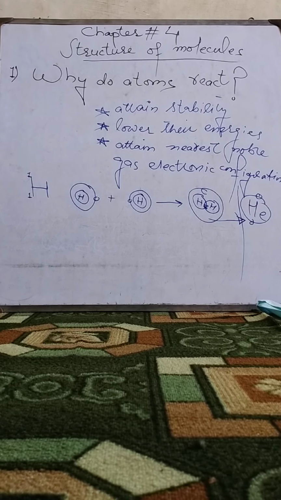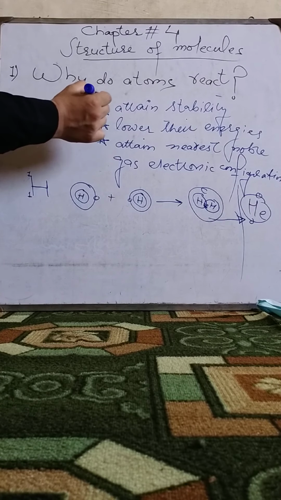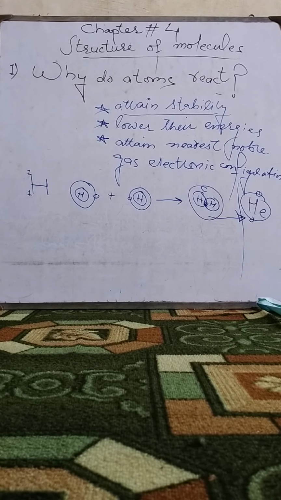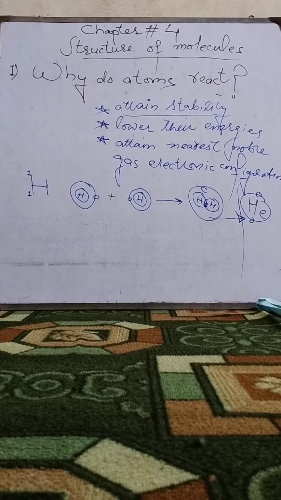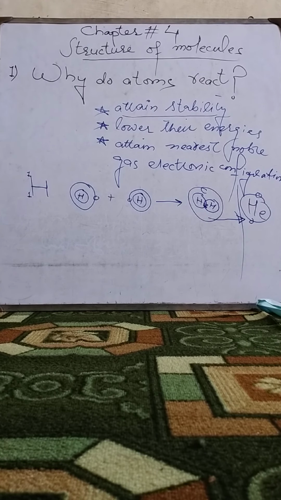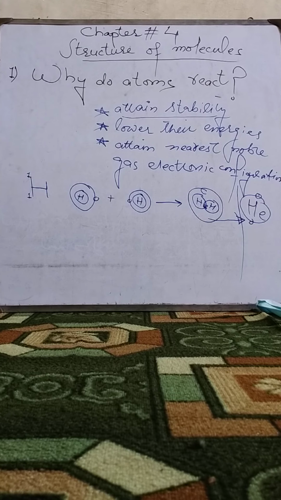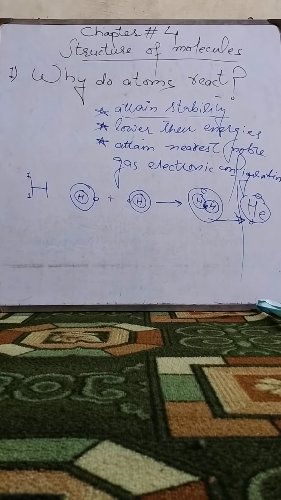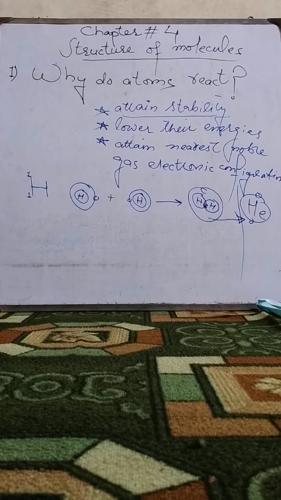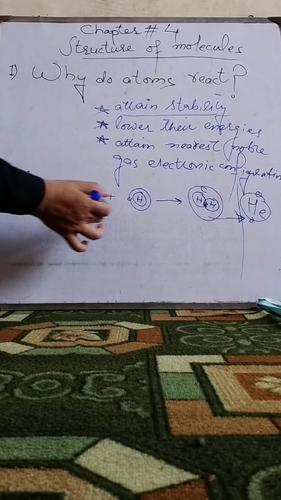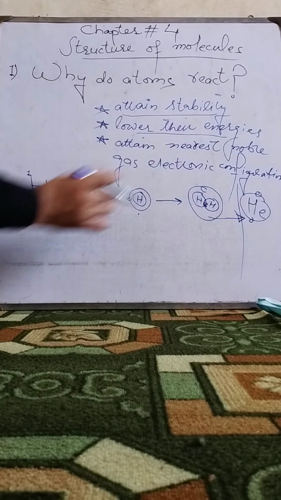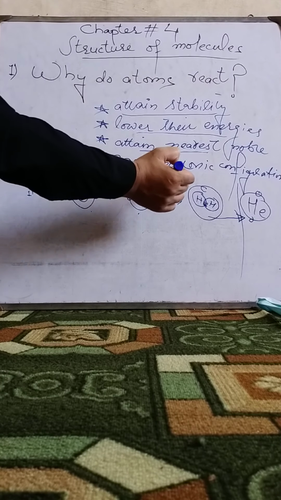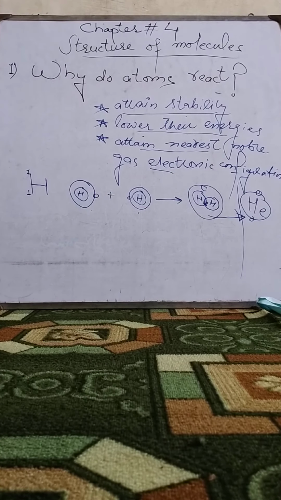So remember again, revise it again. Atoms react in order to attain stability. Stability means lower in energy. Stability means greater existence in nature. Stability means existing in nature for a very large time. Similarly, atoms react with each other to lower their energies. Similarly, atoms react with each other in order to attain the nearest electronic configuration of noble gas.